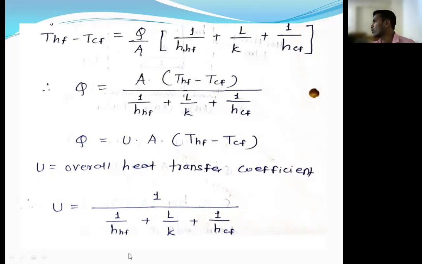So what is the equation of overall heat transfer coefficient? U is equal to 1 divided by 1 upon HHF plus L by K plus 1 upon HCF.